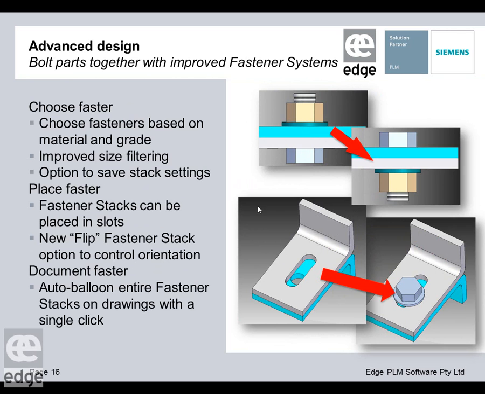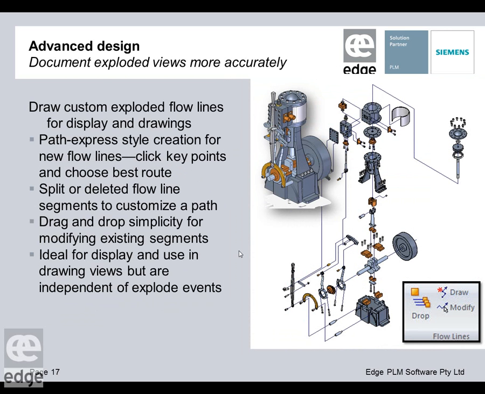As I said before, a lot of work on the place fasteners, the fastener stack area, some auto ballooning on fastener stacks. There's been a lot of work on flow lines for exploded views, so you can custom edit the flow lines with avoidance areas and what have you. You can split the flow lines, you can insert new lines, and they'll all come through to draft. There's a lot of tools in there.